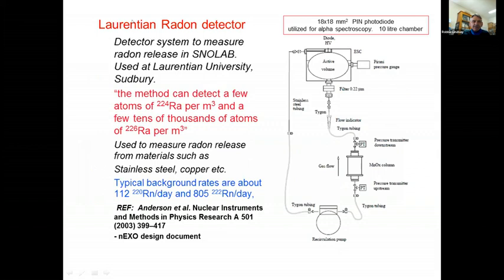There's what I've called the Laurentian detector. I'm not sure, it's now at Laurentian University in Canada. I'm not sure who actually was involved in developing it. The system has been running for quite a while, and was used to measure things for the EXO collaboration and in the SNOLAB measurements. So what they've got is an amazing system where they pump air, through gas flowing through a material, where you can actually look at radon escape from things like stainless steel and copper.